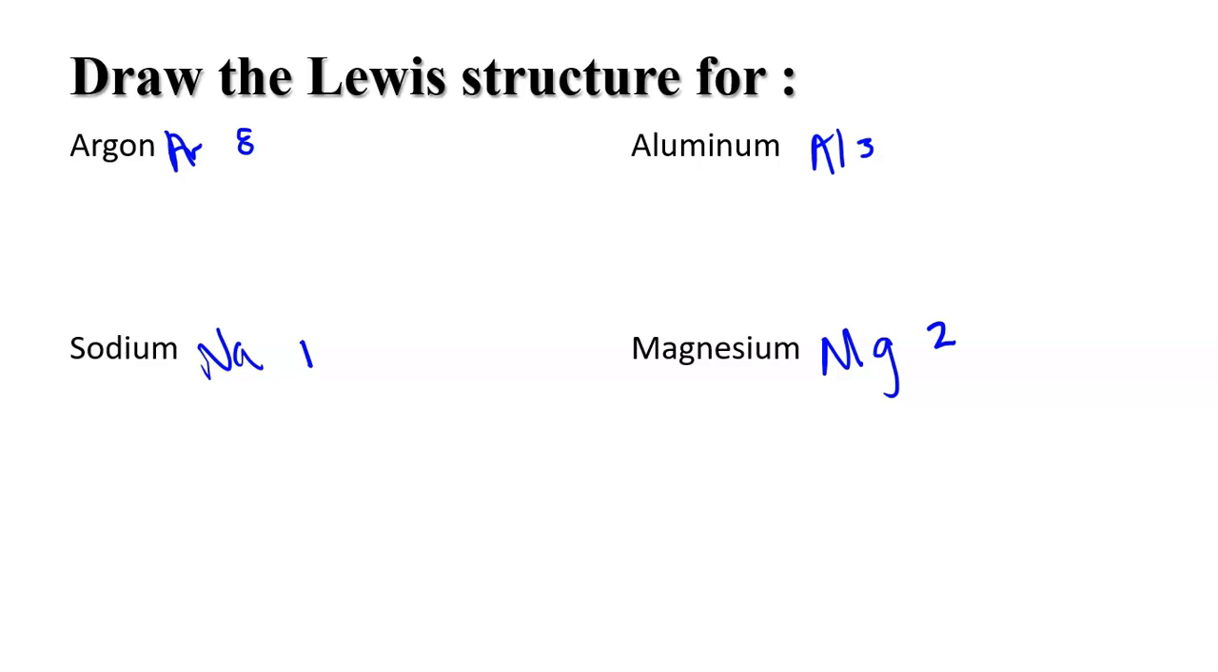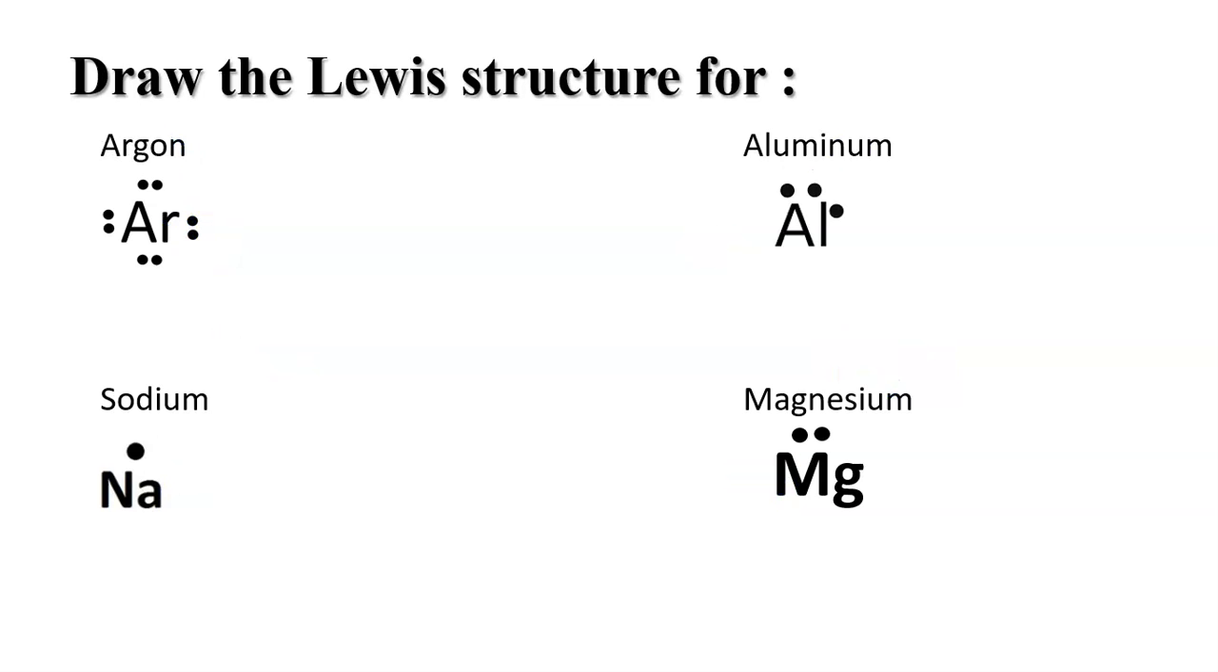So let's go ahead and draw that out. We'll do Ar. Argon has 8. So we're going to go ahead and draw 1, 2, 3, 4, 5, 6, 7, 8. Aluminum has 3. So 1, 2, 3. Sodium has 1. And magnesium has 2. And check that. And that's correct.